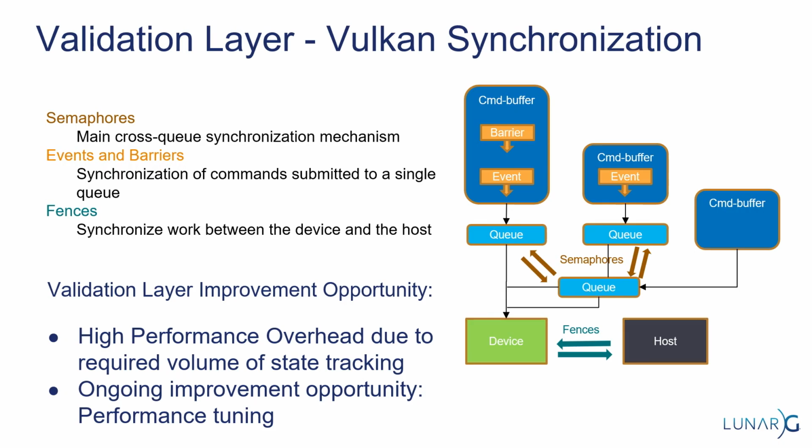So synchronization, I have talked about the Vulkan synchronization API. It's a really difficult API to validate. It requires a lot of heavy state tracking, and that can have a high performance overhead. It impacts the performance of the validation layers. That's why it's not on by default. You have to consciously turn on synchronization validation, but there's always opportunity there that we have to performance tune it.